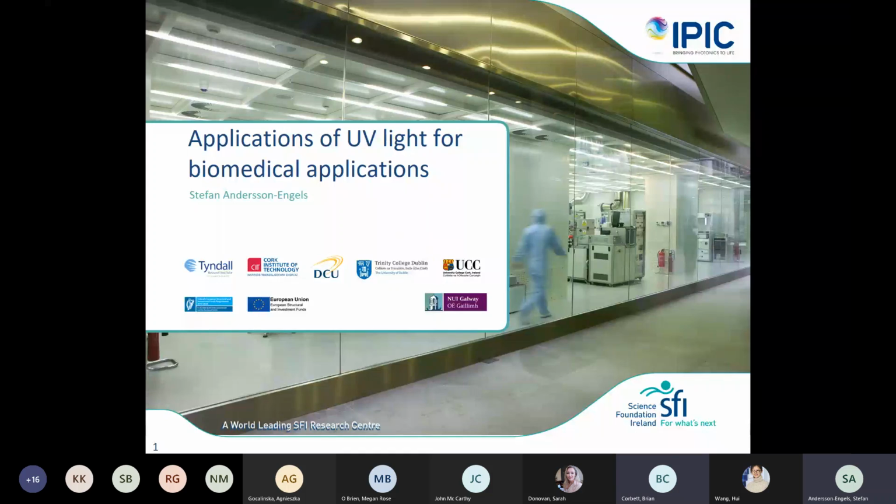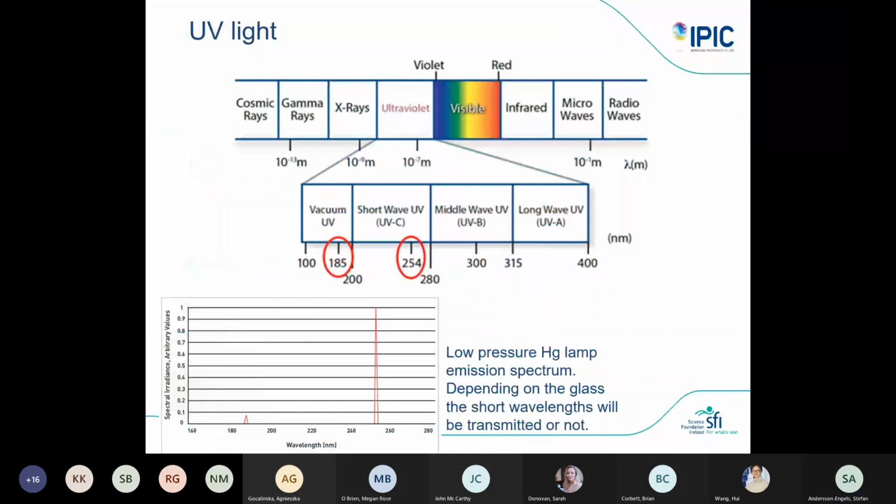And I mean, it's because we have a collaboration within IPIC on various things, and one thing would be that we are actually in need of a UV source. So that's the reason why we have this type of presentation. So first, UV light, what is that?